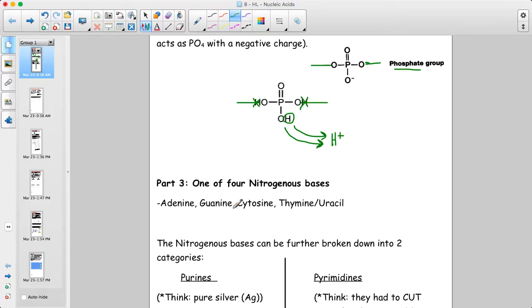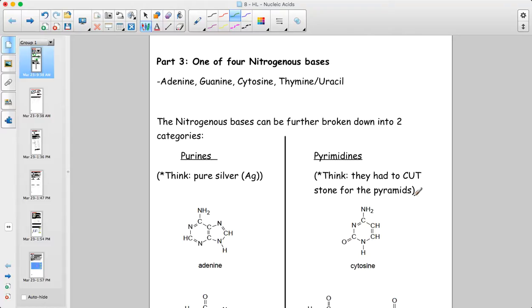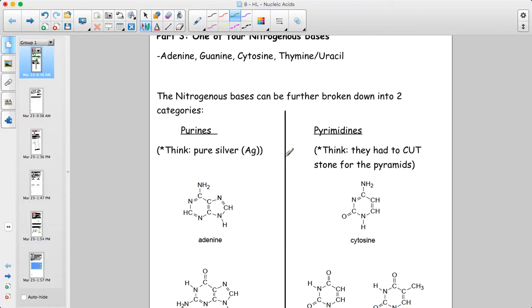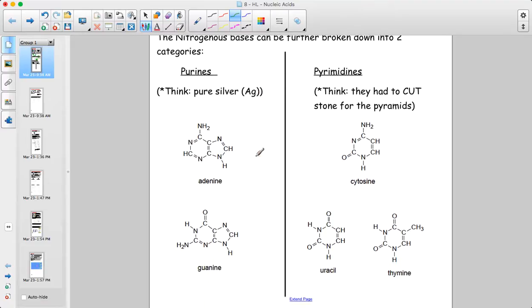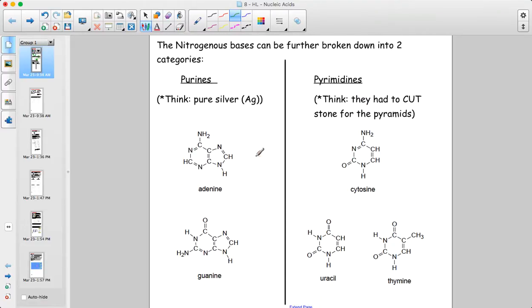The third component of the nucleotide is the nitrogenous base, the famous 4-letter code A, G, C, and T, or U if we're dealing with RNA. The nitrogenous bases can be split into 2 different categories, the purines and the pyrimidines. Now, you are expected to know which is which.